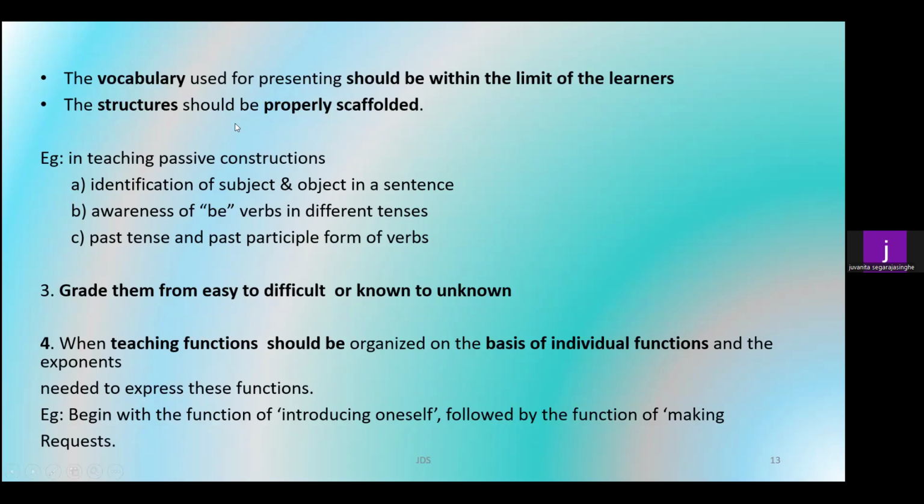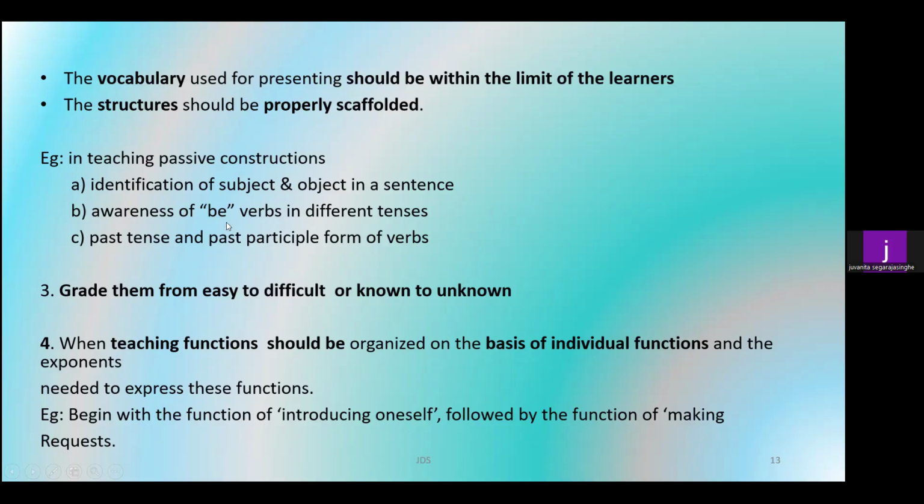Now, look at the example. You will understand what scaffolding is. Scaffolding means gradually increasing the difficulty level. Now, if you are to teach passive construction, all of a sudden, you can't introduce the entire passive construction. You have to introduce it step by step. So they need to know something about the subject of a sentence and the object of a sentence. Very important. When the active sentence is converted into passive, it's the object that takes the position of the subject.